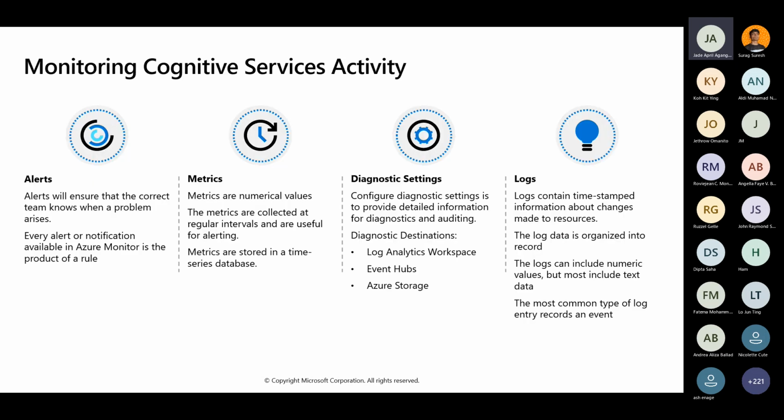So if we're going to monitor our cognitive services activities, for example, you're able to make a resource under cognitive service in Azure portal. So these are the following things that we have to remember. We have the word alert. Alert is to ensure that the correct team knows that a problem arises.